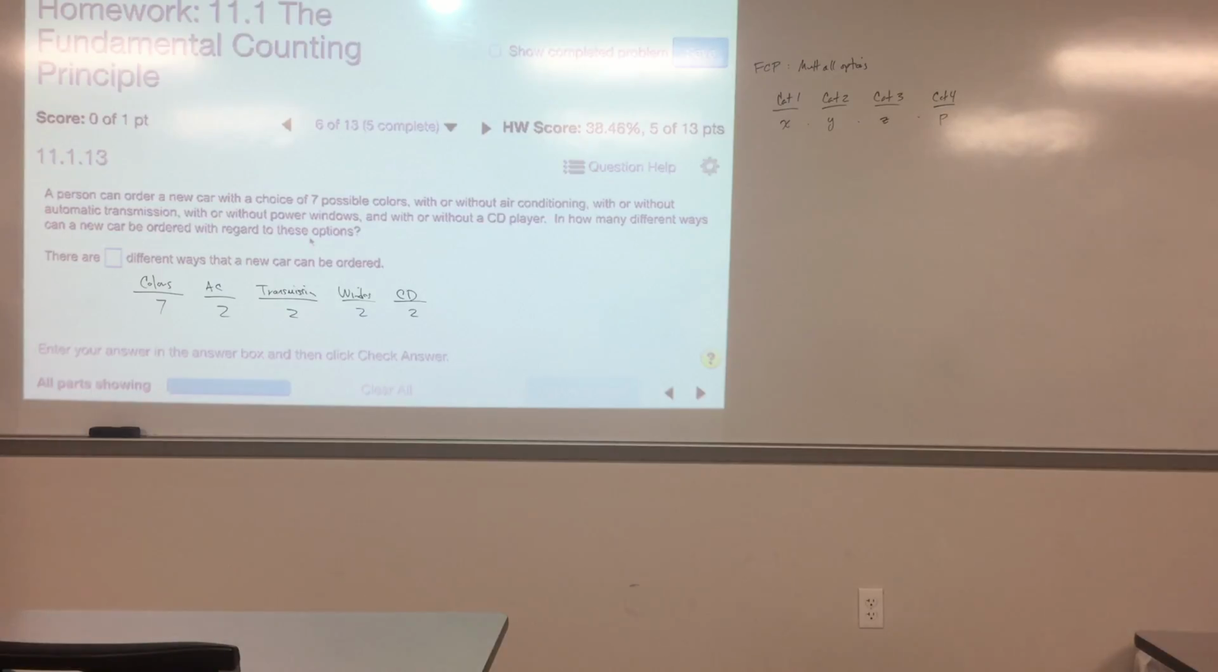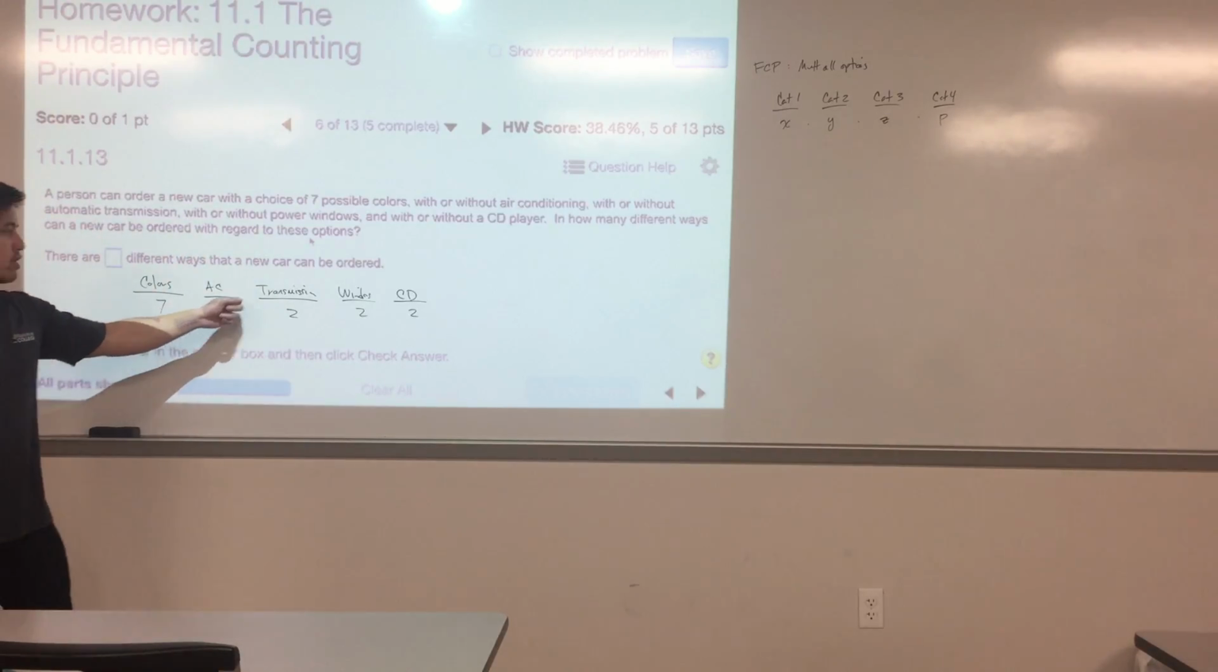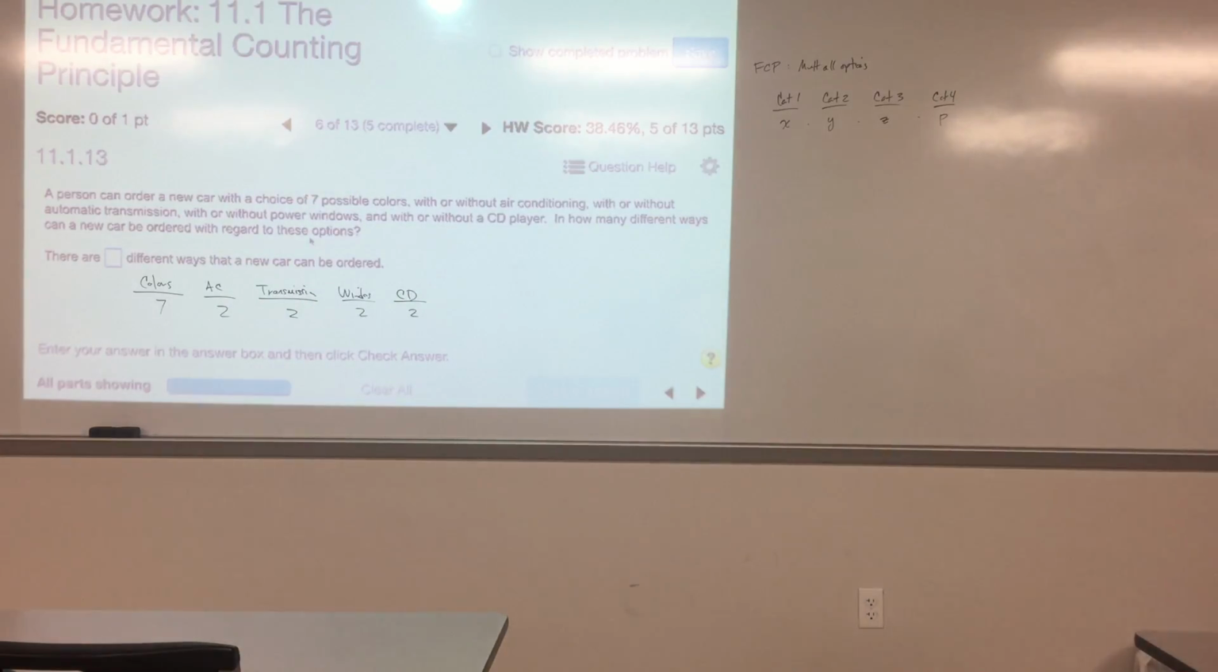In how many different ways can a new car be ordered with regard to these options? So we don't have any more, right? 1, 2, 3, 4, 5 categories. 7 times 2 times 2 times 2 times 2. Was it 112? Yep. Okay. There you go.